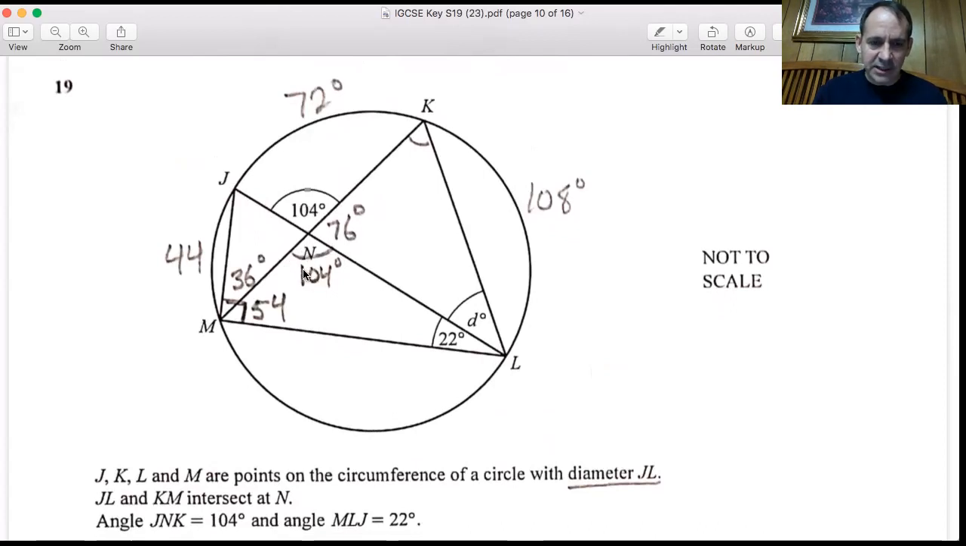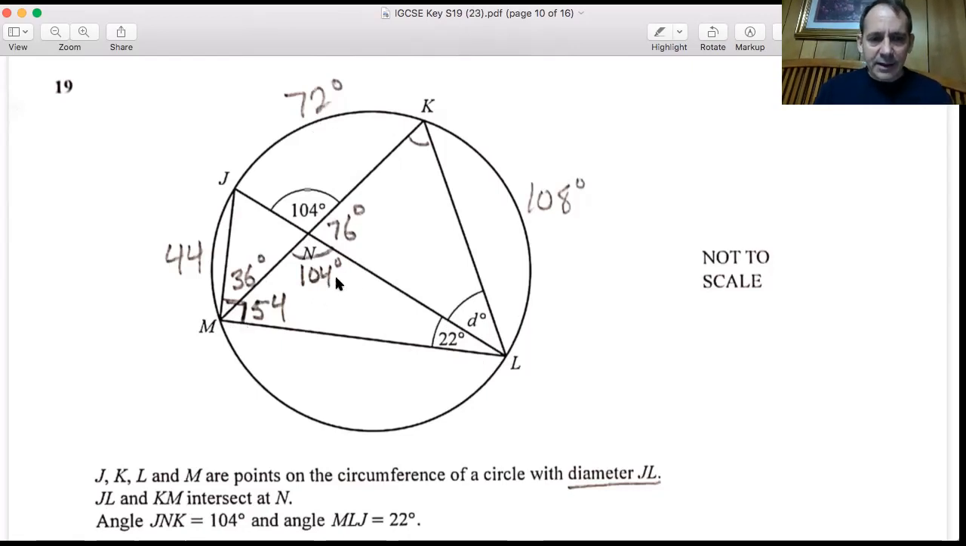These are vertical angles. That means this is a 104. Now that's good because we have this 22 here. Another thing that we're given is that this is the diagonal or the diameter. When you have an inscribed angle, meaning the angle touches the circle, and it opens to the diameter, then that is a 90-degree angle, so it's perpendicular.